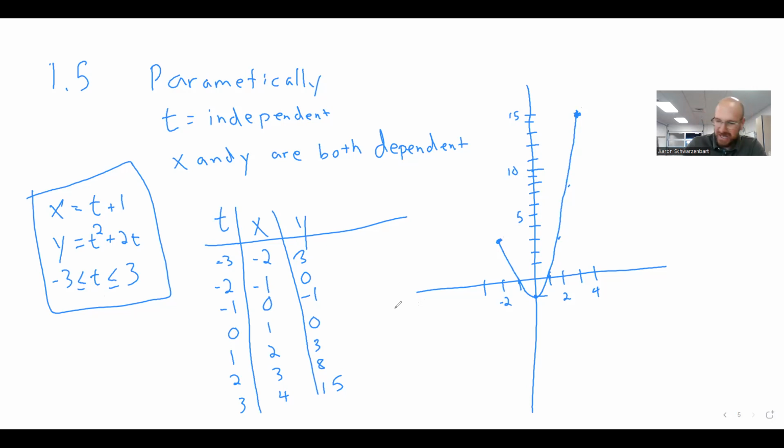Sure, I could write a rectangular expression for this. I'm not going to call it a function because they're not all functions. How do I do that? Well, I take my equations. I'm going to put them on the next page.